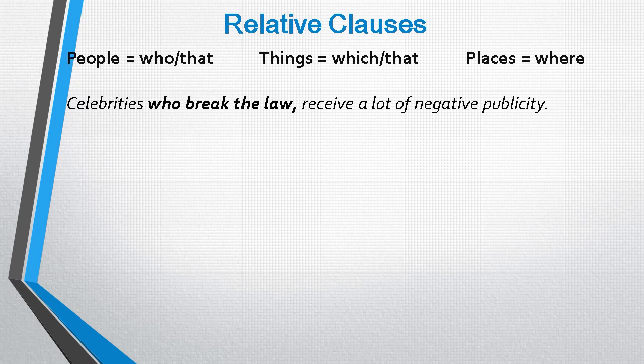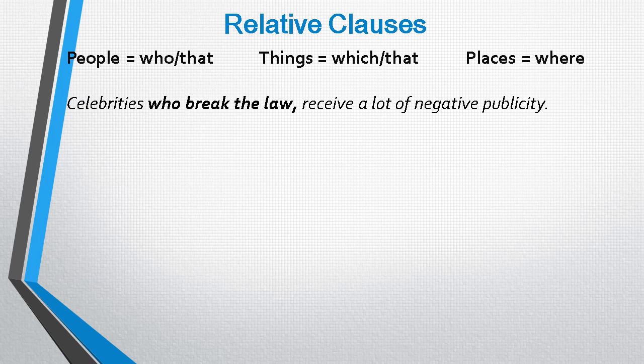Let's have a look at a few more examples. So, celebrities who break the law receive a lot of negative publicity. A few things to notice here. Firstly, the relative clause who break the law is added after the main noun of the sentence. And also, the sentence, even without the relative clause, makes sense on its own. Celebrities receive a lot of negative publicity. That's because it has a subject, celebrities, a verb, receive, and an object, which is the completion of the thought, negative publicity.